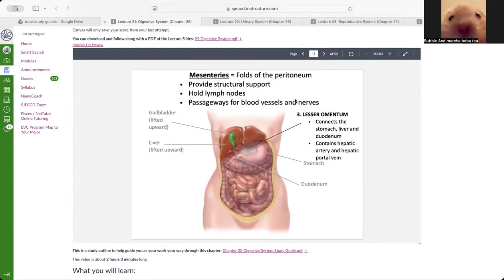We have the lesser omentum. This one is underneath the liver and it connects the stomach, the liver, and the duodenum, the first part of the small intestine, together. It contains major blood vessels like the hepatic artery and the hepatic portal vein, and the common bile duct to allow bile to go from liver to gallbladder to small intestine. So lesser omentum is kind of like a small but important hose, a small strap for blood supply.